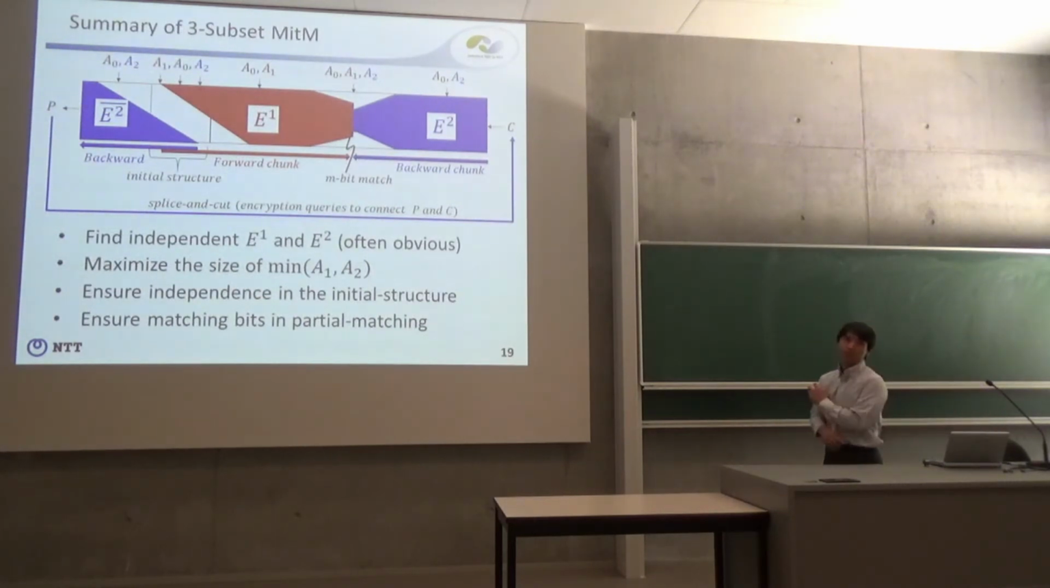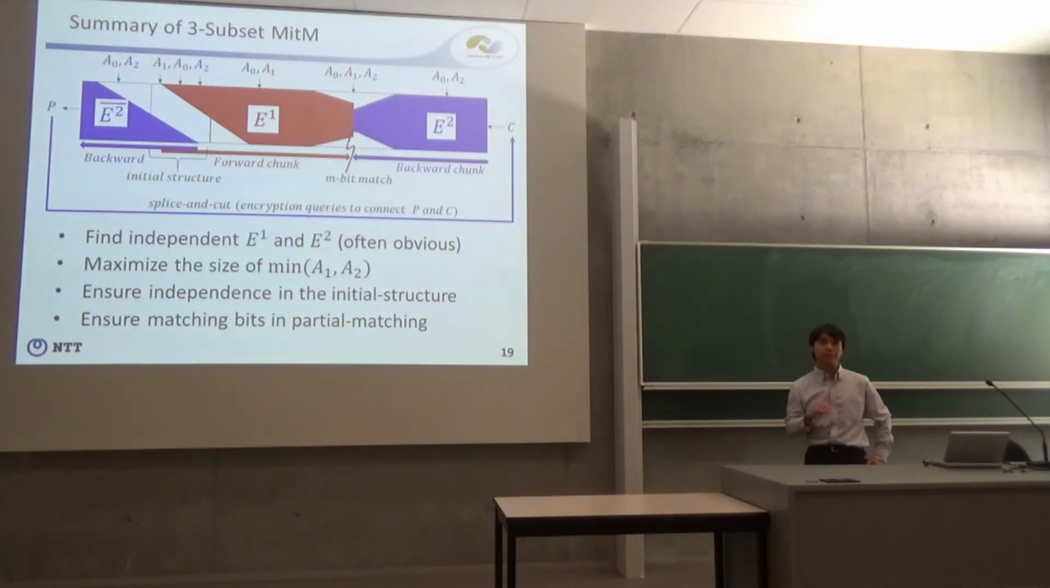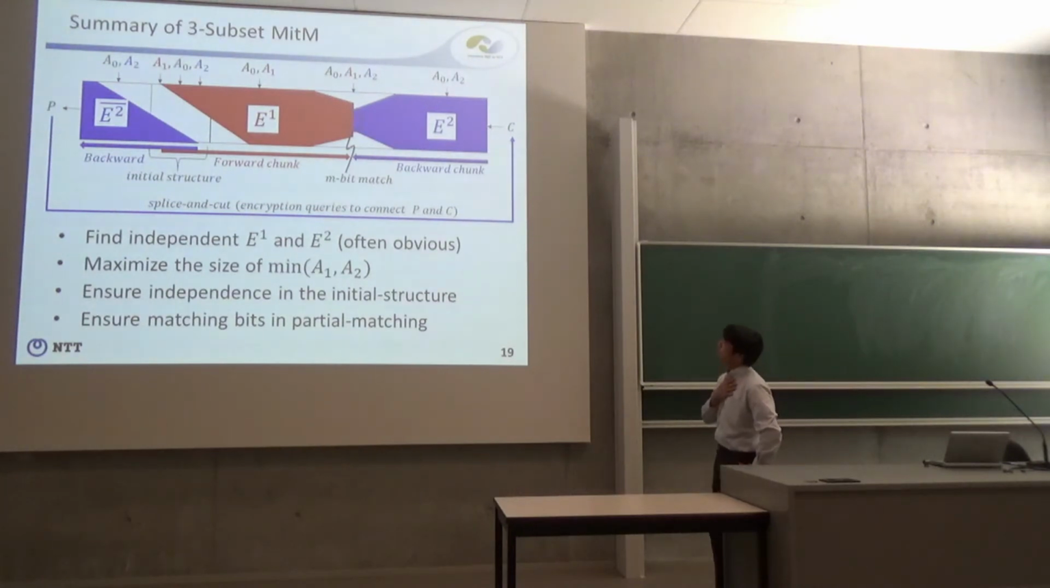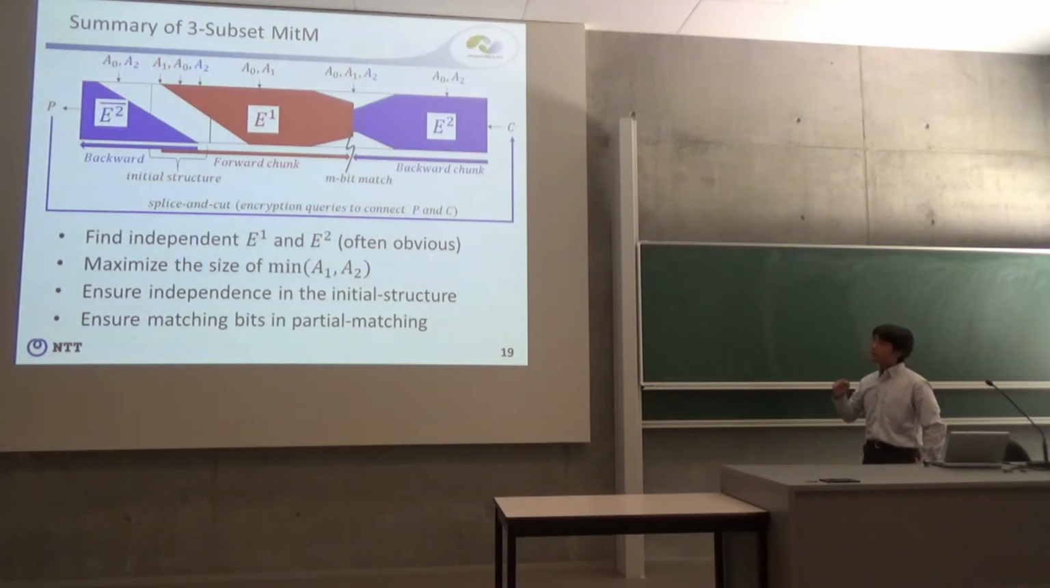So this is a summary. What we need to apply the meet in the middle attack: first, we need to find independent parts of E1 and E2, and sometimes E2 bar. But this depends on the key schedule. For some key schedules, this independent separation is very obvious, and I will later show the case for the GIFT block cipher. Another important thing is that the advantage of the attack depends on the size of the independent key parts. So we want to maximize the minimum size of A1 and A2. And to make the computation independent, we have to ensure that the computation in the initial structure is independent. And for the partial matching, we need to ensure that we can match the results from two directions for at least one bit.